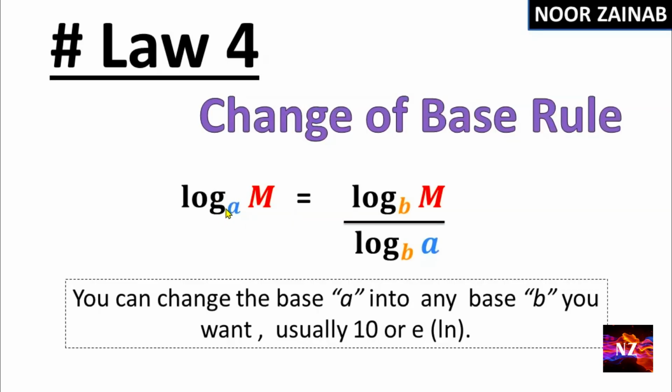Let's suppose we have to convert this base a into base b. So what we are going to do is divide the log with base b of the number in the numerator, whereas in the denominator we will be taking the log with base b of the number which we are changing, which is a. So simply we can say that in order to change the base a into base b, we will take the log of m and the log of a, and divide both of them, but the base should be the new base. The previous base was a and the new base is b.